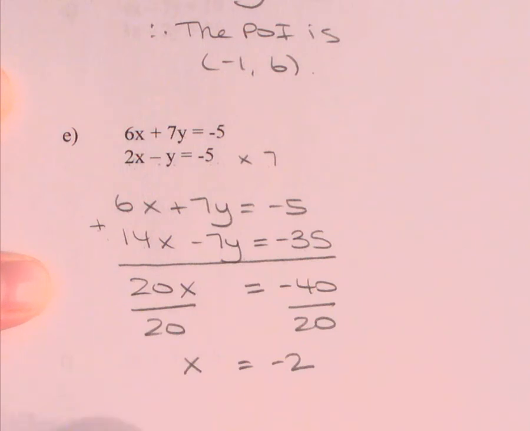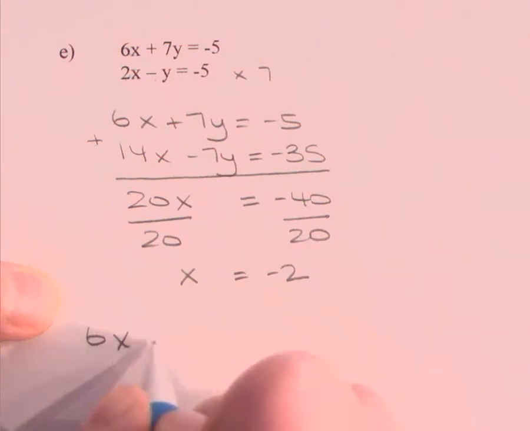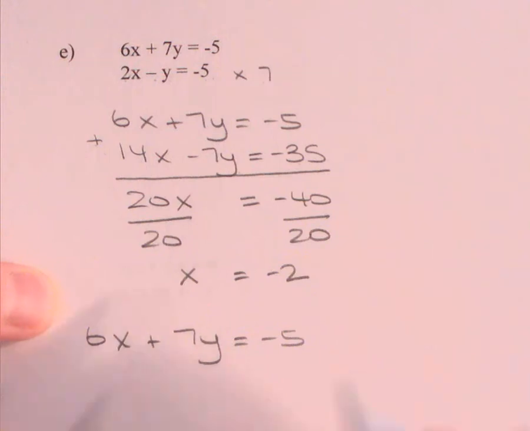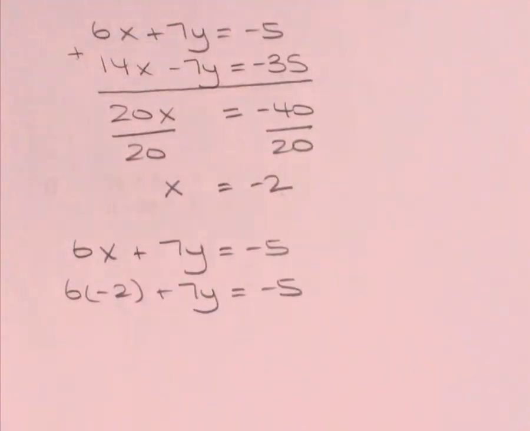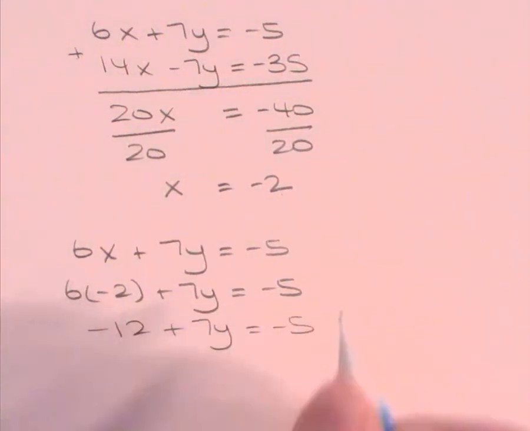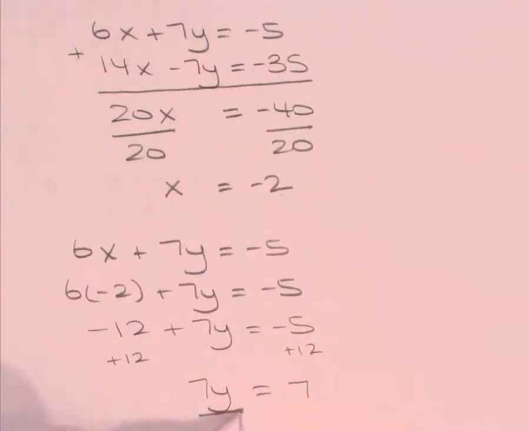Now I can pick either equation 1 or equation 2 to plug it into. I'm going to pick equation 1, but you're more than welcome to pick equation 2. I'm going to write it down, and now I'm going to plug in place of x minus 2. So I have 6 times minus 2 plus 7y is equal to minus 5. 6 times minus 2 is minus 12 plus 7y is equal to minus 5. I'm going to add 12 to both sides. So I'm left with 7y is equal to minus 5 plus 12 is 7.